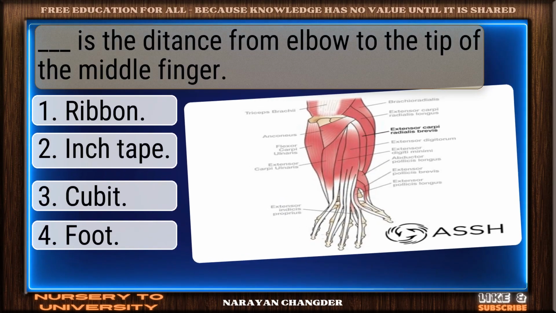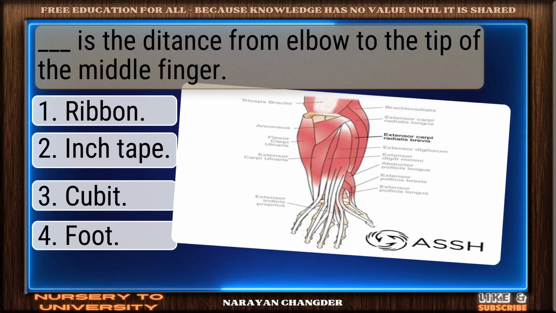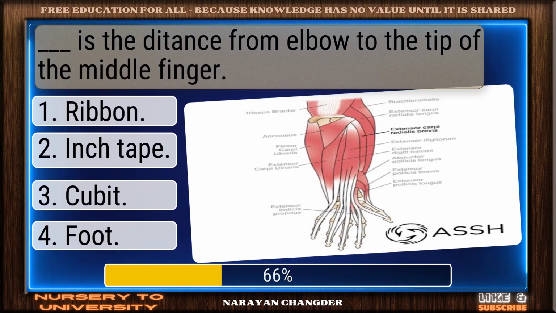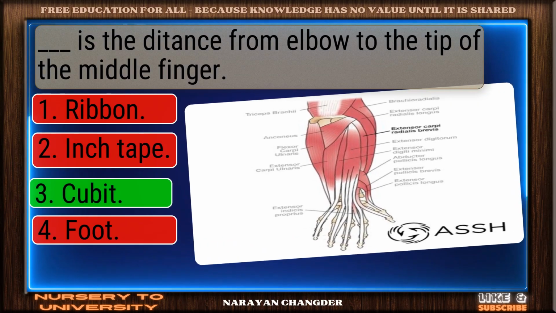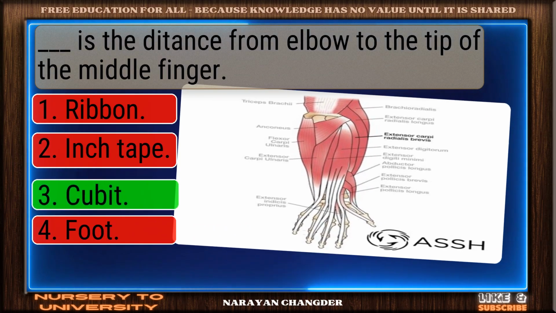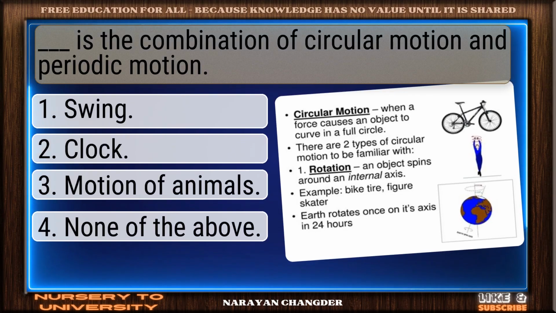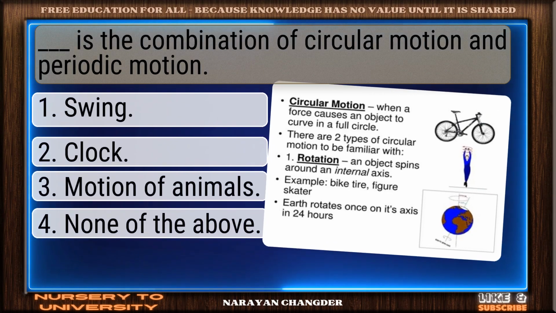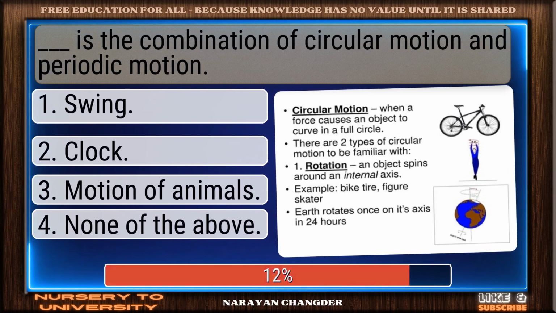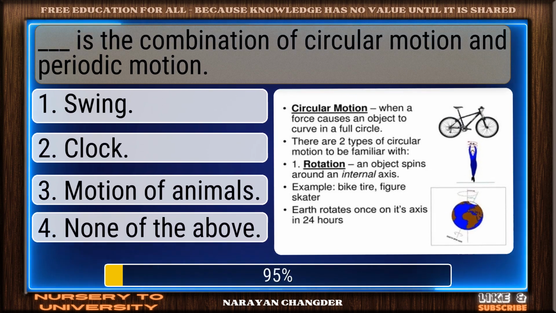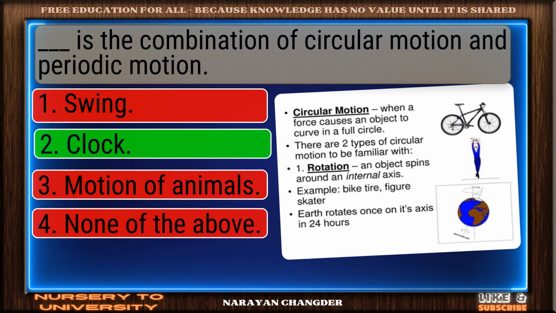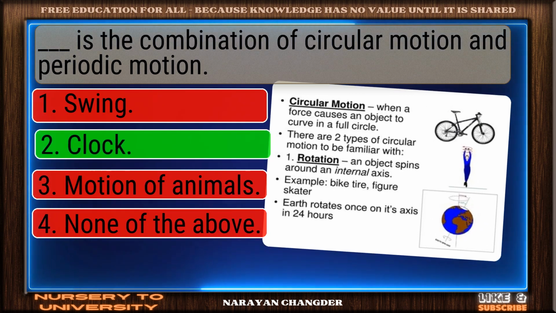Dash is the distance from elbow to the tip of the middle finger. Smart pick. Cubit is the correct choice. Dash is the combination of circular motion and periodic motion. Well done. Clock is the right choice.